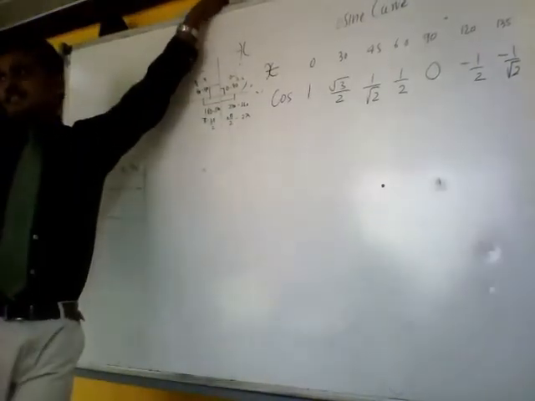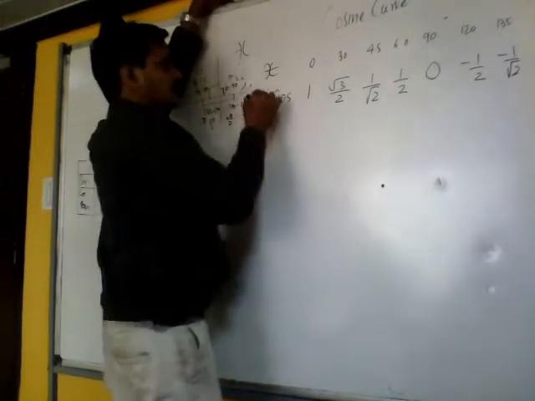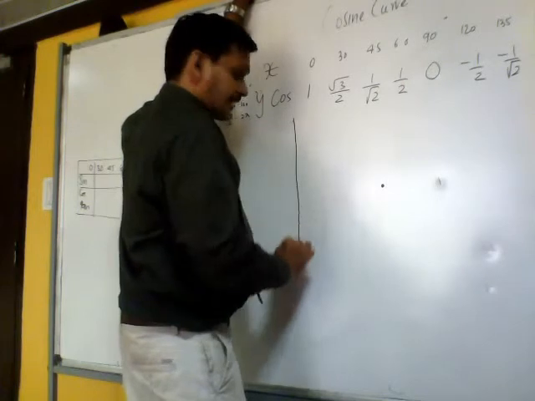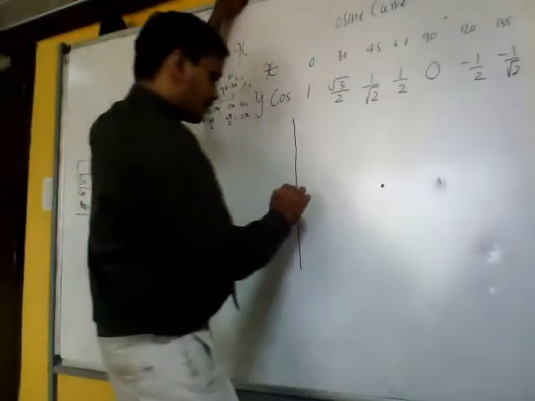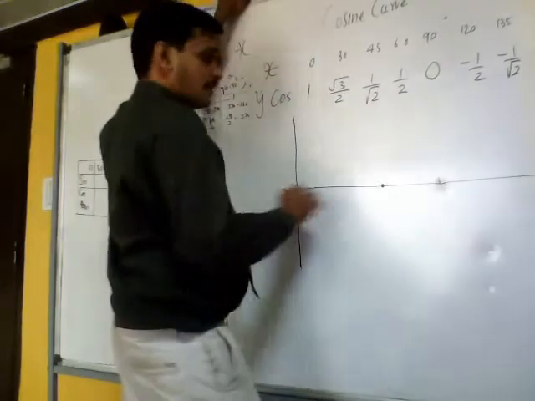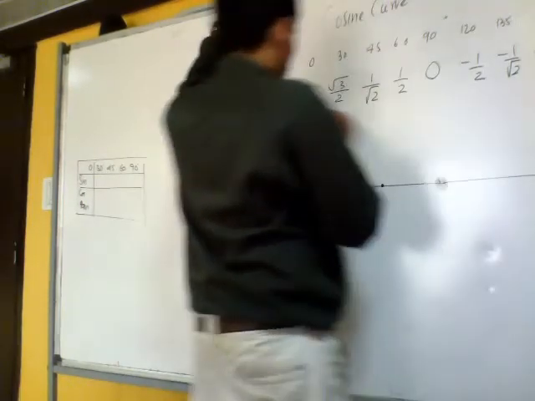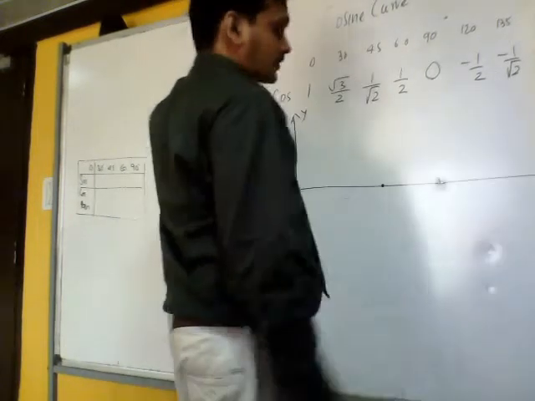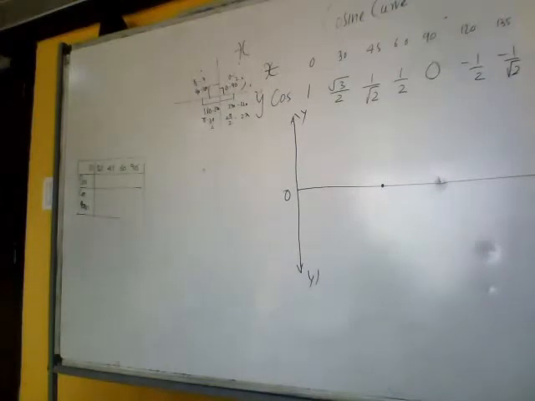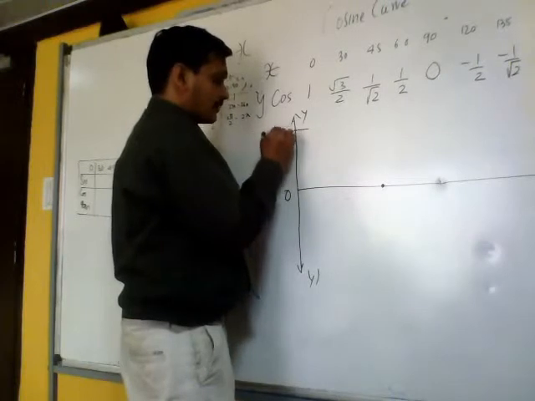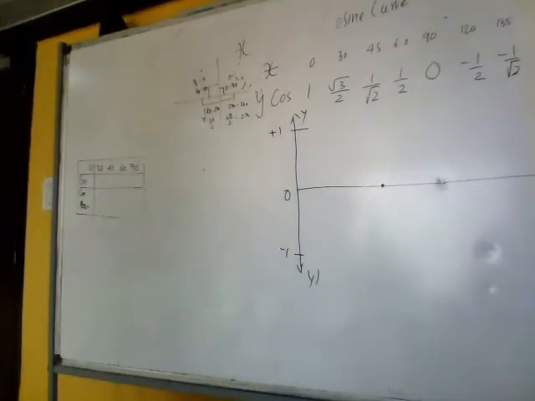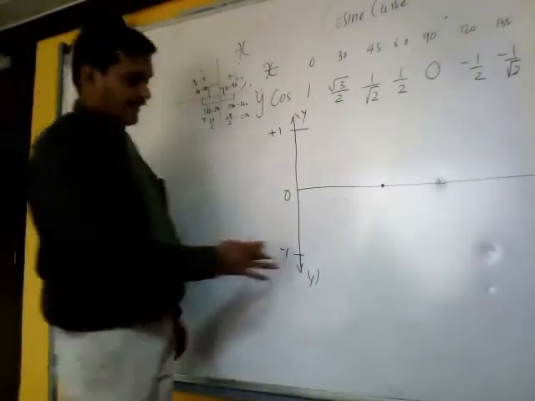Angles represent the x-axis. Cos of the angle represents the y-axis. Now going forward, my graph is like this. This is the origin, x-axis, this is the y-axis, negative y-axis, x-axis positive. As I told you, cos lies between minus 1 and plus 1. So it's going to be plus 1 here and equidistant down, minus 1 here.